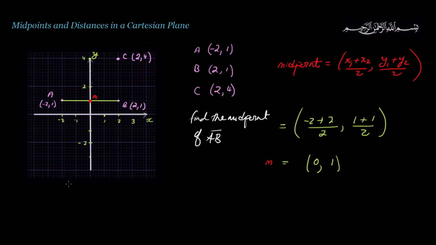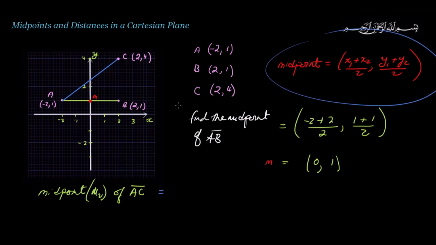Now let's say we find the midpoint of segment AC. Let's call this M2, just for the sake of it. Let's draw this segment here, because we're told that we have a segment. AC would be like this, and we're asked to find the midpoint of it. Again, that would be easy enough. We just take the average values.